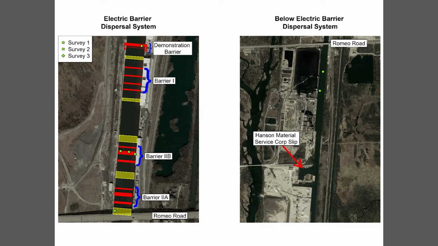This is just a map that we're able to generate, where we can show where larger fish are being detected. We're doing that survey 3 different times, so we can say which survey they were seen in, because we could be counting fish multiple times, and we want to show the difference within the electric barrier. This is Romeo Road, and this is Romeo Road up here on the other one. This is below the Electric Dispersal Barrier, down at Hanson Material Service Corporation. And so we're able to point people in the right direction where we've seen fish.